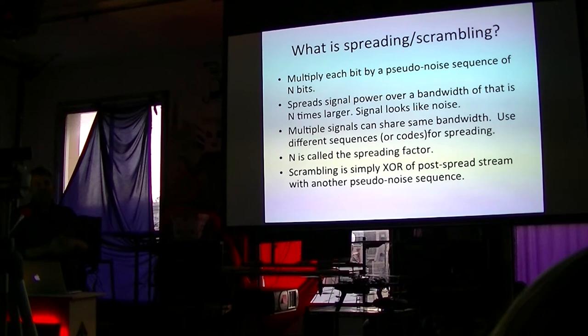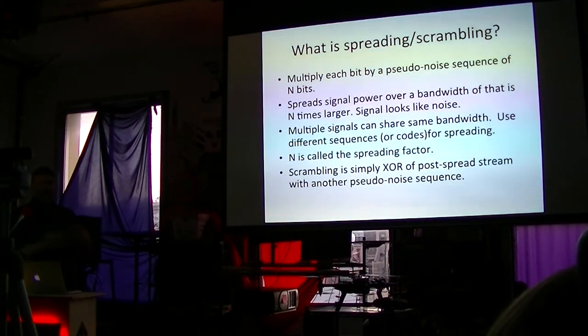Those of you who aren't familiar with how CDMA works, the idea is that you have a bit sequence of ones and zeros. You convert them to ones and minus ones. You multiply each bit by something called a pseudo noise sequence, or pseudo noise code. So each bit expands to an n-bit sequence, so you're increasing the bit rate by a factor of n. And the signal power gets spread out over a much larger bandwidth, so it almost looks like white noise, and it makes it much more interference tolerant.